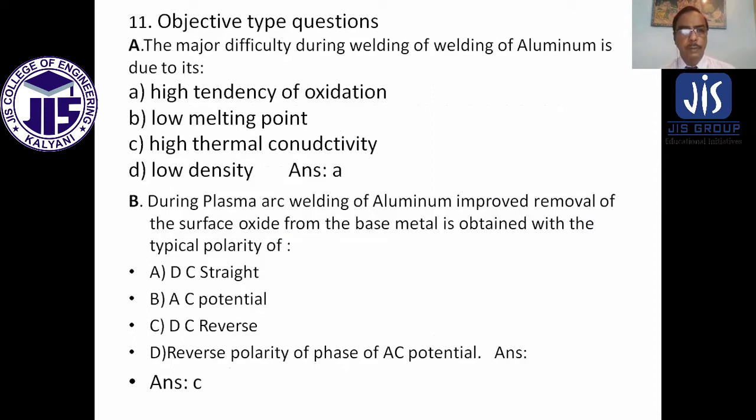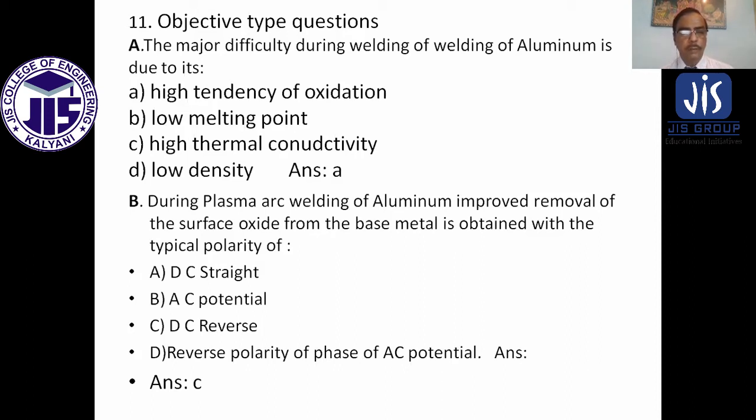The objective type question: the major difficulty during welding of aluminum is due to high tendency of oxidation, low melting point, high thermal conductivity, or low density. Since aluminum is oxidized in air, the oxide of aluminum is very hard to melt. Very high temperature is required for melting, so it is difficult for a normal welding process. Answer is A, high tendency of oxidation.